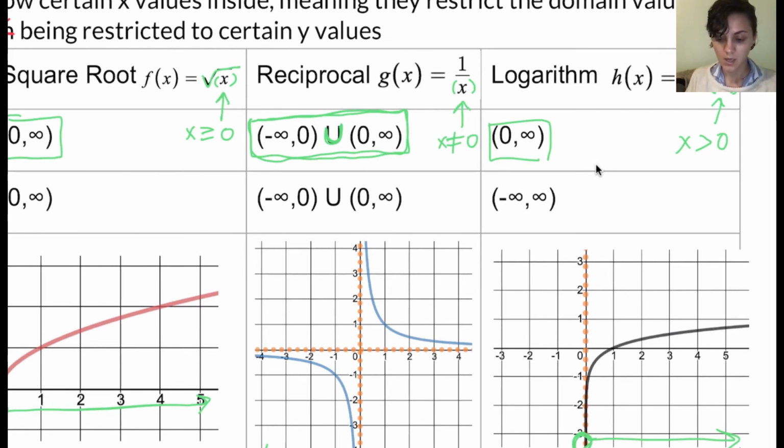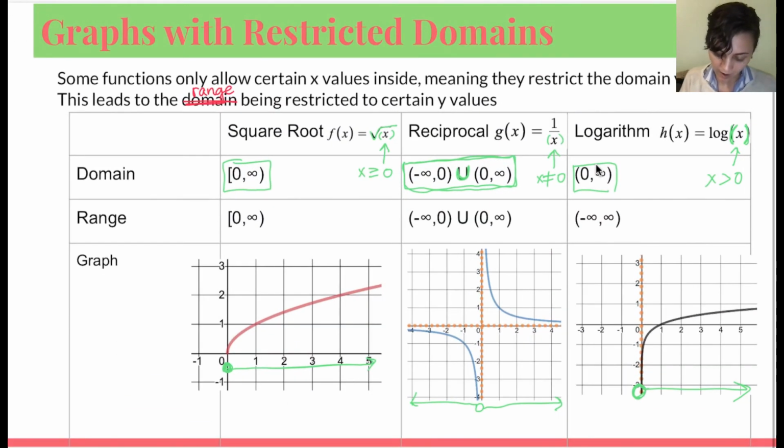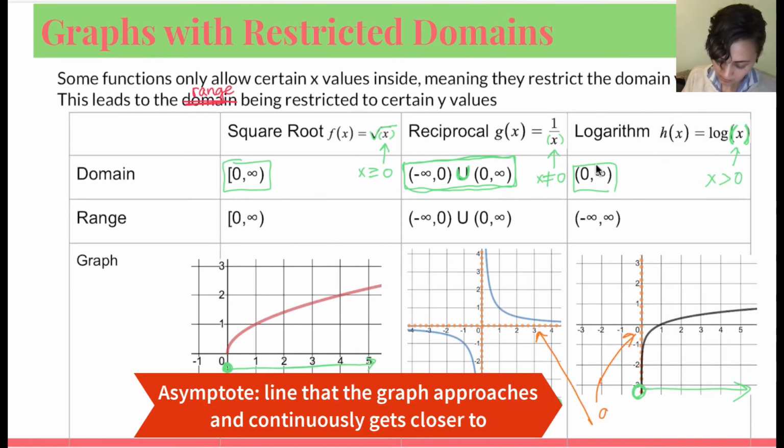Okay. Just to review a little bit of vocabulary, these orange lines on the graphs are called asymptotes. And asymptotes are just invisible lines that the graph gets really, really close to. So the graph is always getting closer and closer to those asymptotes, and the distance between the graph and the asymptotes keeps getting smaller.